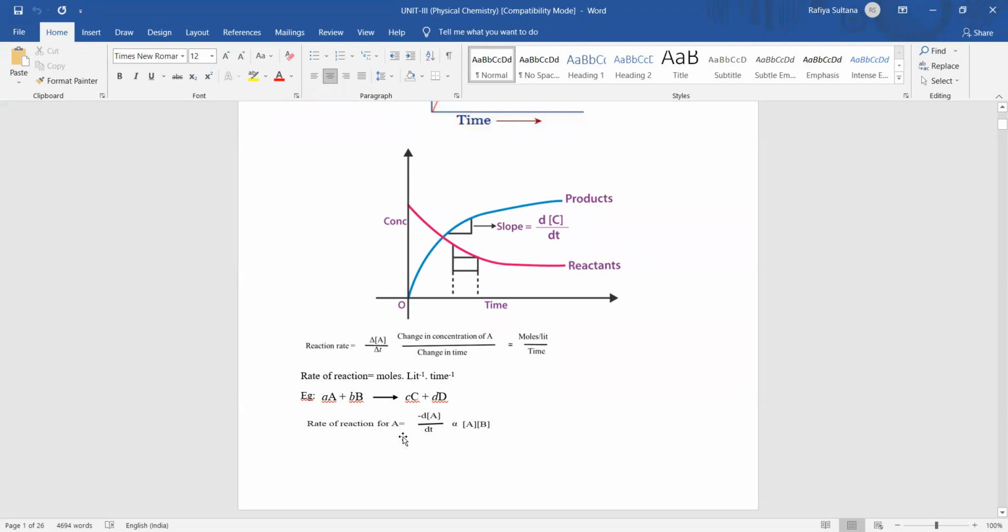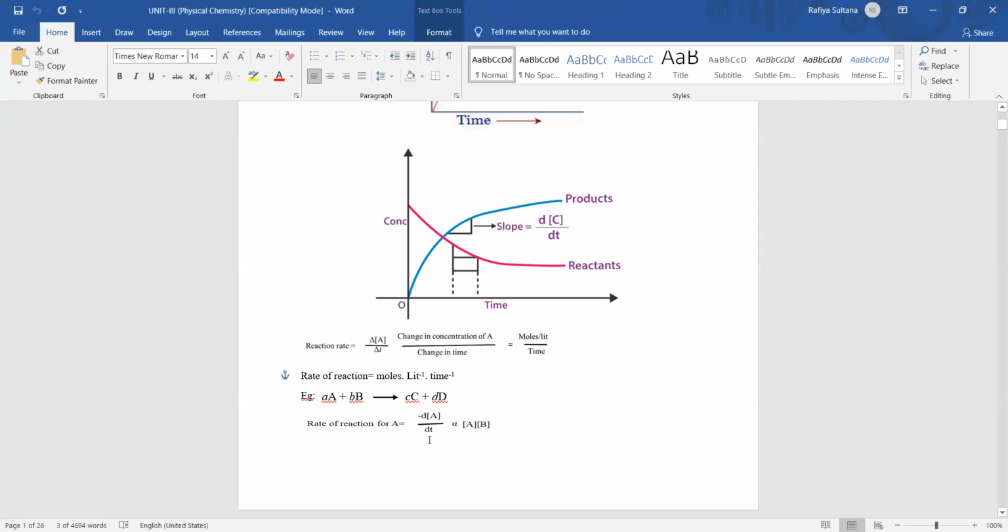So, rate of reaction of A. A is a reactant here. See this equation here. A and B are reactants. Small a is the number of moles for the reactant A, small b is the number of moles for the reactant B, and C and D are the products. So how do you write the mathematical expression for that?